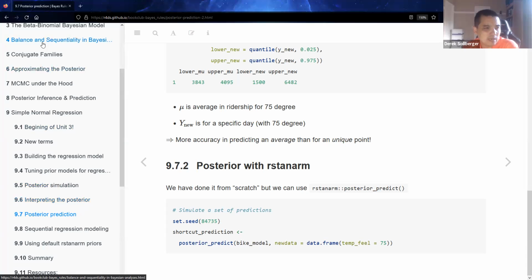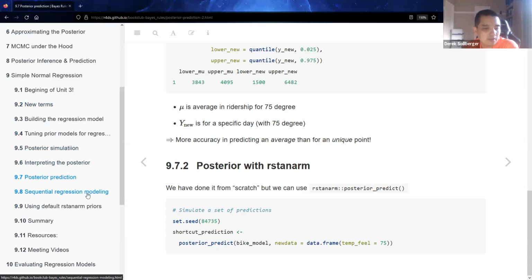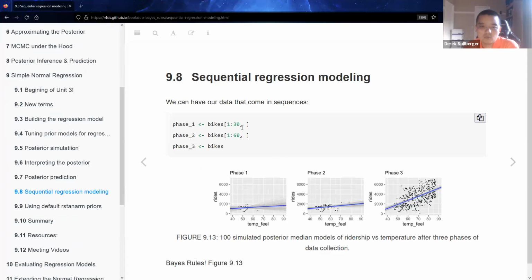Way back in chapter 4, balance and sequentiality, we briefly talked about sequentiality in the modeling process. Here, we could think about what would happen if we only had the first 30 days of data. What if we had only the 60 days of data? And then what would happen if we had the entire data set?